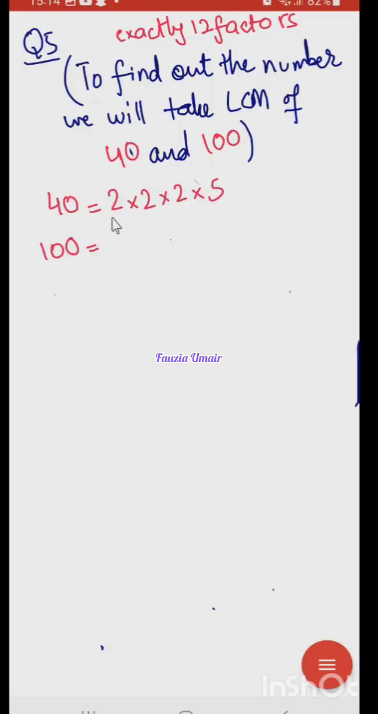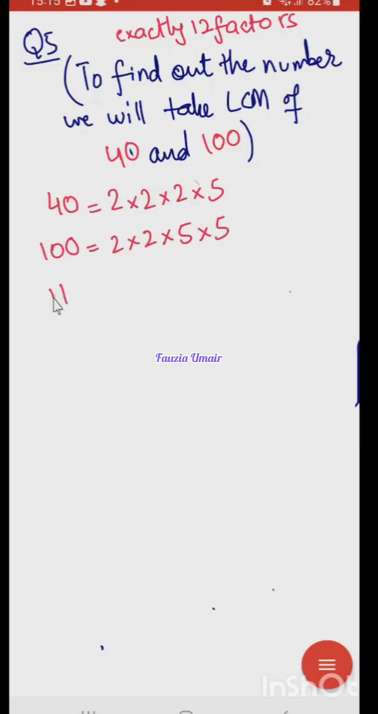Okay, so this is 8. 8 into 5, 40. Very good. So what are the factors of 100? So 2, 50 हो जाएगा, फिर 2 and then 5 into 5, right? ये factors हैं 100 के. If you cannot decode them like this, then you can do prime factorization.